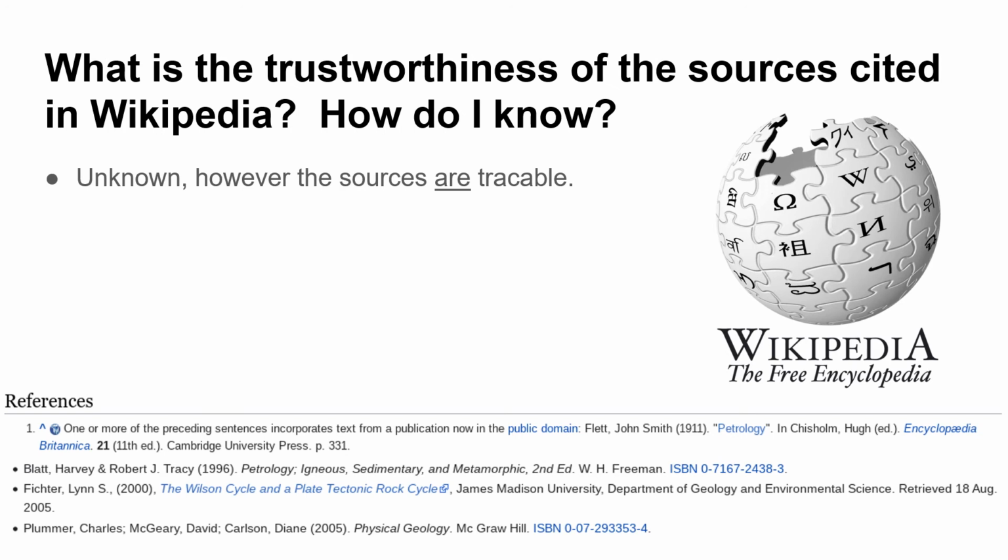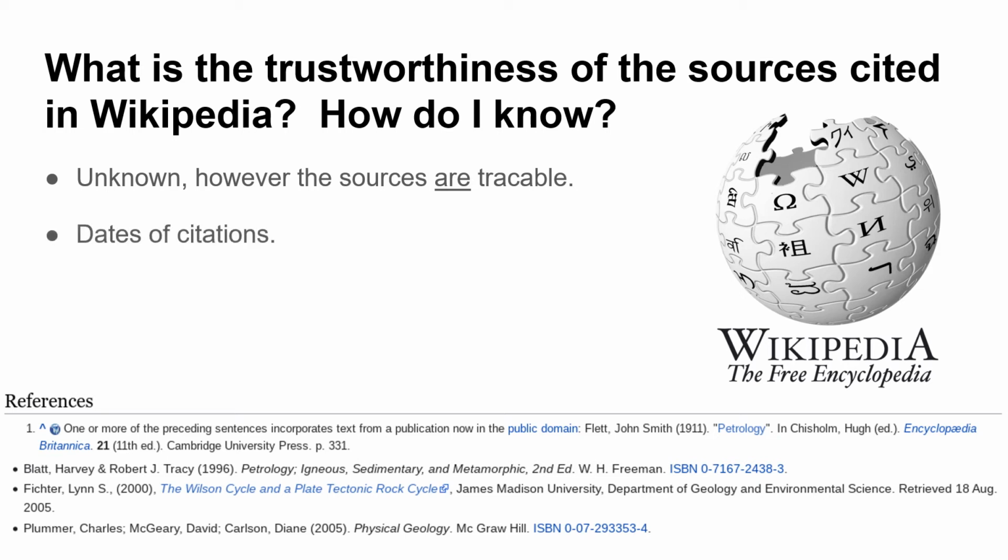So how do we know the trustworthiness of the sources cited in Wikipedia? Well, the simple answer is it's unknown. We really don't know. However, the sources are traceable. So here you can see the references that were supplied for the rock cycle. And if we needed to, we could really examine whether or not these references are indeed trustworthy or not.